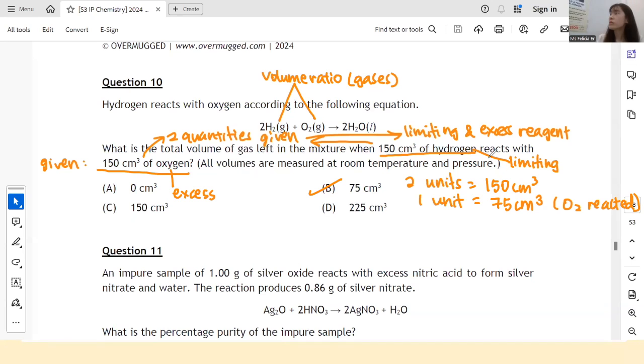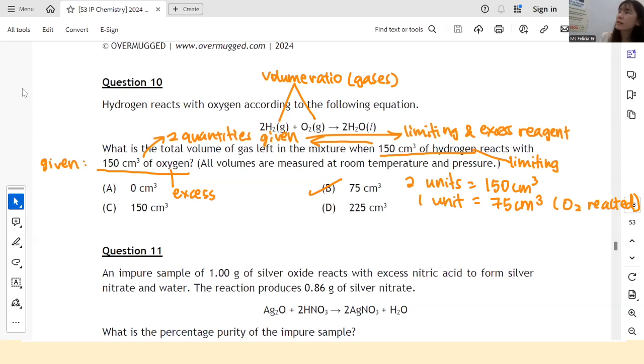Remember I told you, whenever you want to do any calculation, whose number should we follow? Should we follow the limiting or should we follow the excess? The limiting. Yep. So that's why now all the calculation you base on the limiting. So don't use the 150, okay?